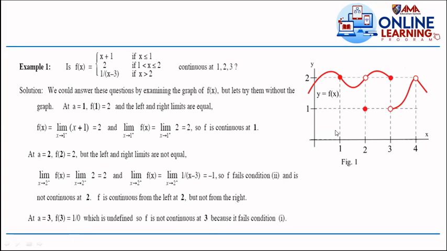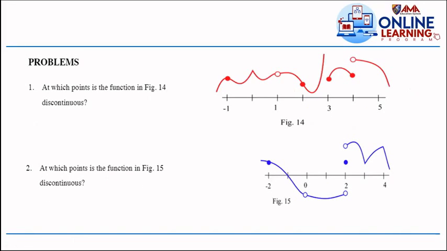Ang continuous lang meron tayo is 1. Okay? Ito lang yung may continuous. Pero dito sa 2, hindi rin siya continuous. Continuous siya sa left, but not continuous sa right dahil putol po siya. Okay? Okay? Next.